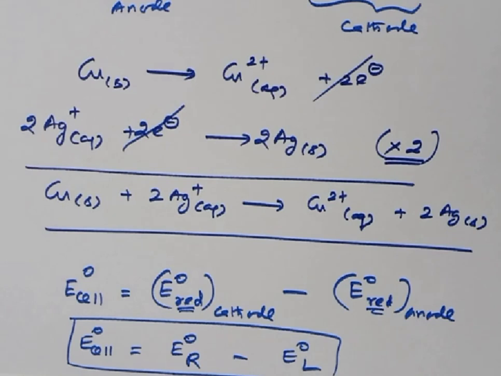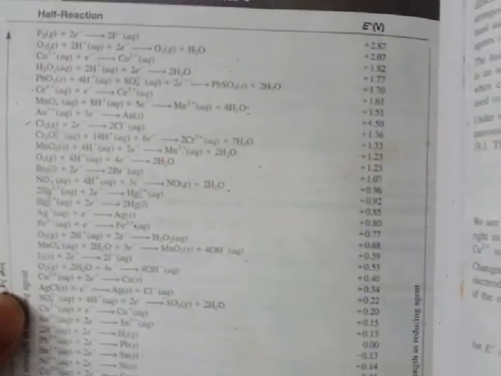I have told you that for the Daniell cell, the standard cell potential is 1.1 volt. How did I get that value? I'll show you. Let me show you the standard electrode potential values once again for different electrodes. These values are already available. I'll just show you a book.